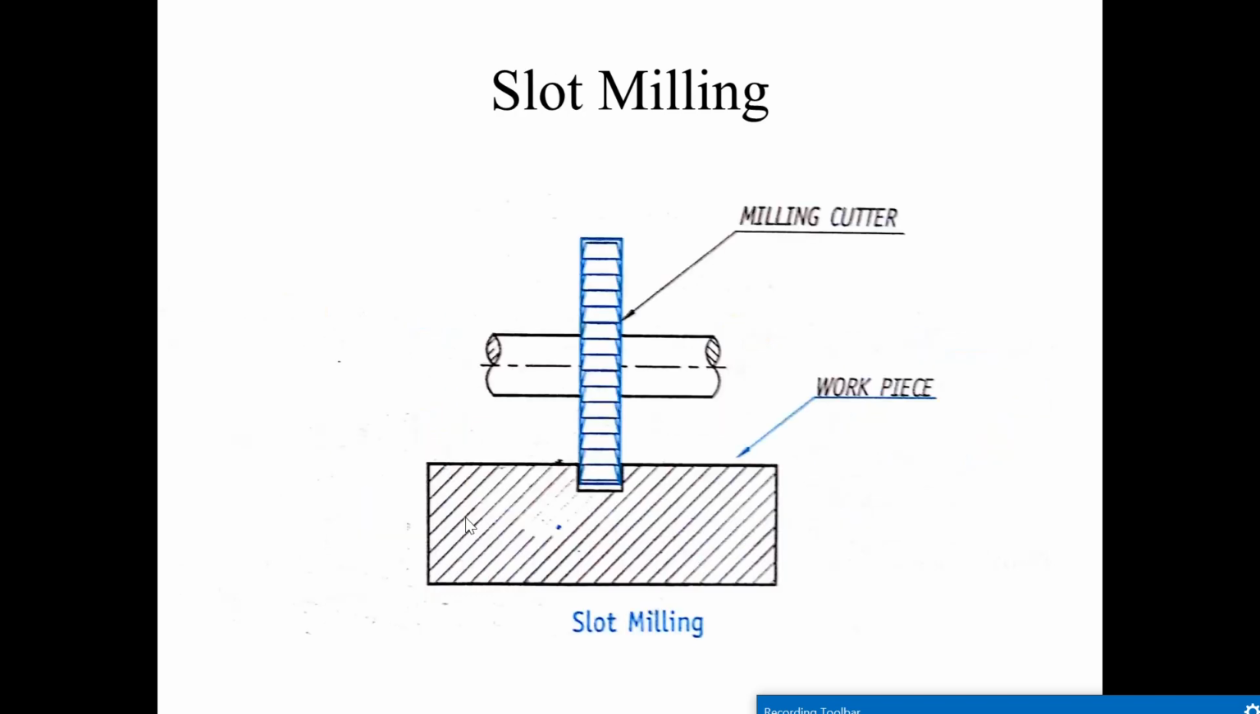Next operation is the slot milling operation. This is also a type of milling operation. The figure defines this slot milling operation. As you already know, the arbor is horizontal and this operation can be done in a horizontal milling machine. This is the milling cutter and this is the workpiece, and here we produce certain slots. It is a process to produce desired slots, grooves and keyways using suitable cutters. We use suitable cutters based on the slots we need.